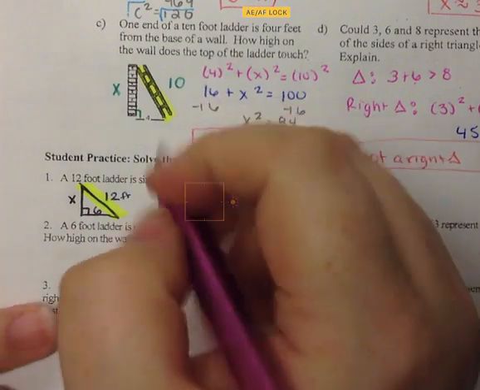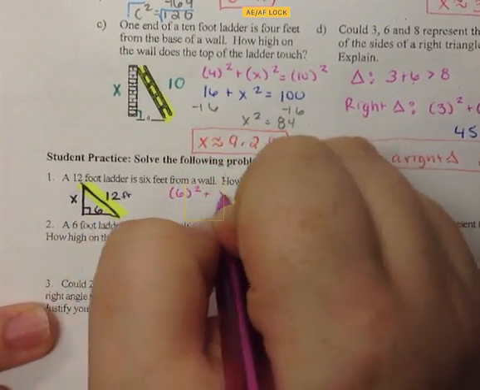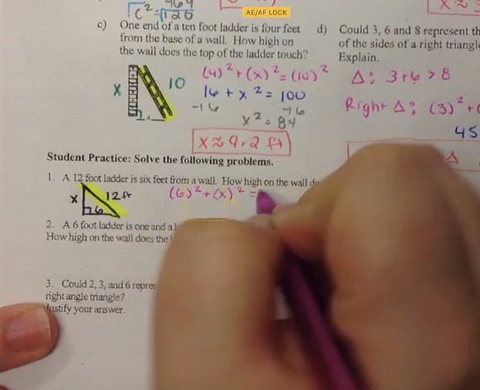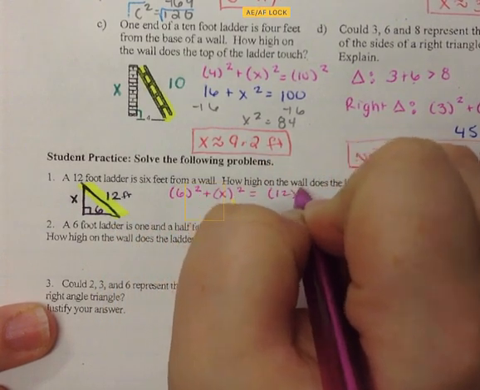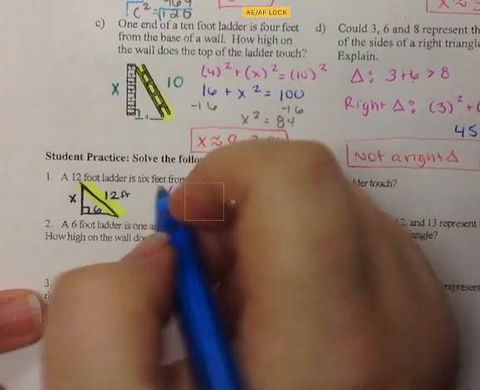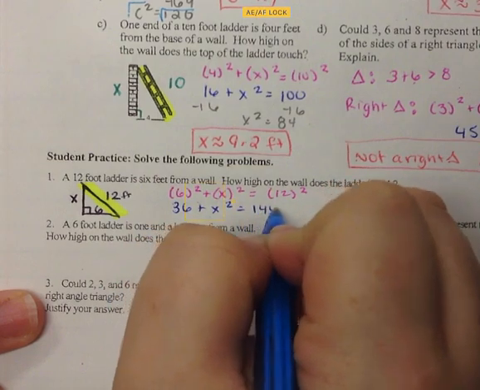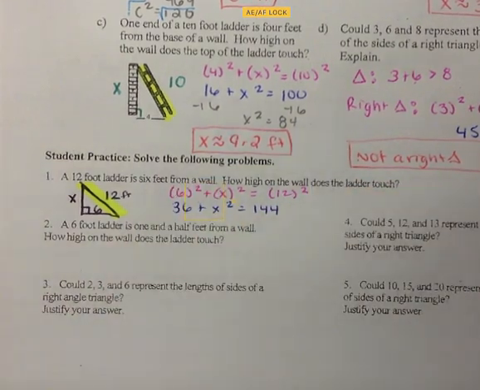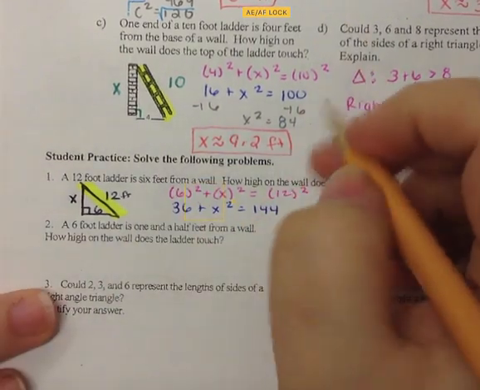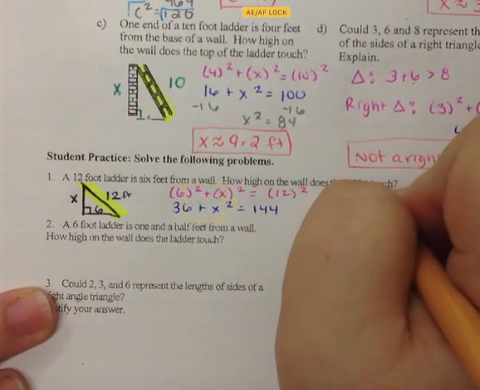So we would have our leg, 6 squared, plus our other leg, which was our x squared, is equal to our hypotenuse, which is 12 squared. So again, we have 6 squared is 36, plus x squared is equal to 144. So we'll end up having x squared. If we subtract the 36, x squared is equal to 108.